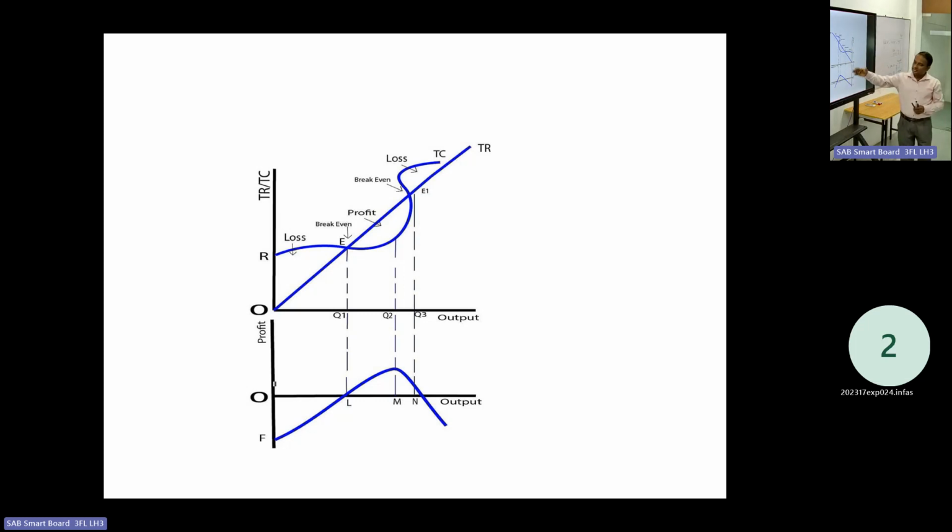And we can also do it by analyzing the total cost and the total revenue curves. So under the total approach, we look at the behavior of the total cost and the total revenue curves, and from that, we are going to measure the total profit.